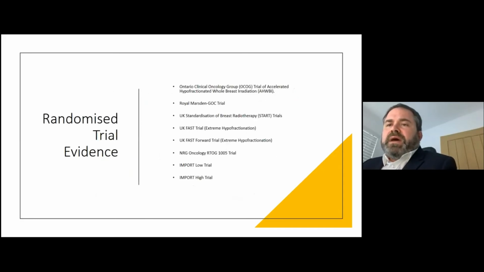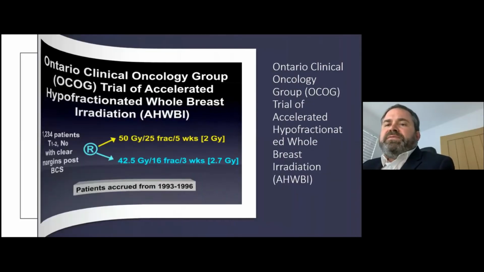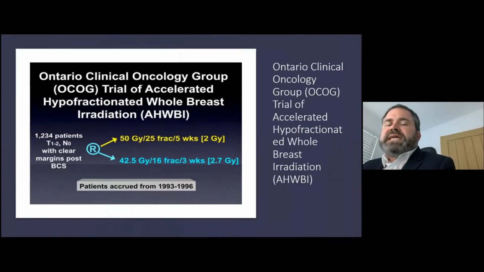But if we look at randomized trial evidence, the gold standard of what we attempt to practice in our respective practices, you can see here a significant list of randomized studies that have been conducted to validate the rationale for using hypofractionation in breast cancer, and more recently, the use of extreme hypofractionation like the UK Fast Forward trial. Next slide. If we touch briefly on some of these studies, the Ontario group looked at 50 gray in 25 fractions versus 42.5 in 16 fractions. Next slide.